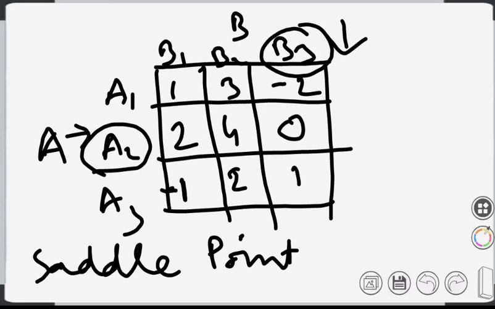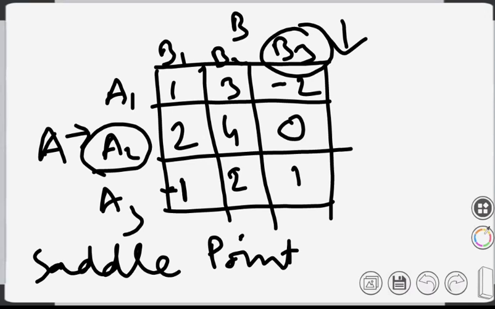And in case of a deterministic game, there is a saddle point. What is a saddle point? Saddle point is under deterministic only. So a saddle point is a place, or a particular strategy for both the players, where the pure strategy of player A coincides with the pure strategy of player B.